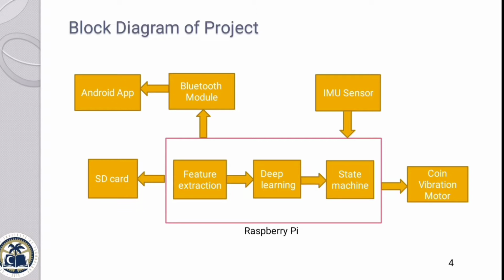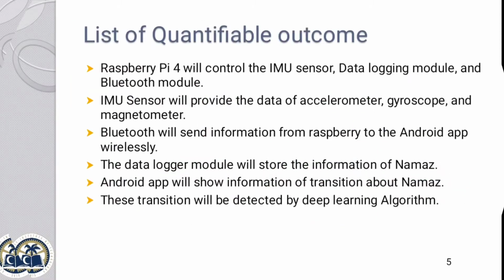Here we are using coin vibration motor. If we forget any transition in our namaz, with the help of a small vibration, we will get to know that we have done a mistake and we have forgot our transition in our namaz. We are also using SD card that will store all the information in it.